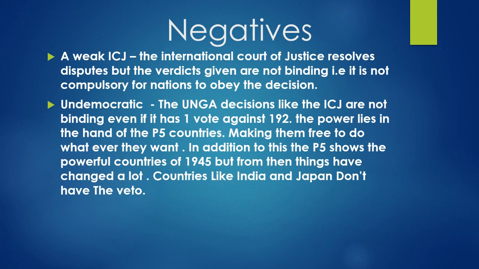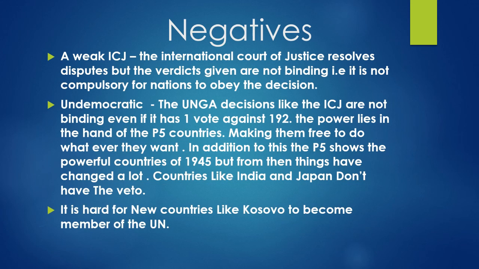Countries like India and Japan don't have the veto. It is hard for new countries like Kosovo to become members of the United Nations because they need the approval of all the P5 countries, which is very tough.